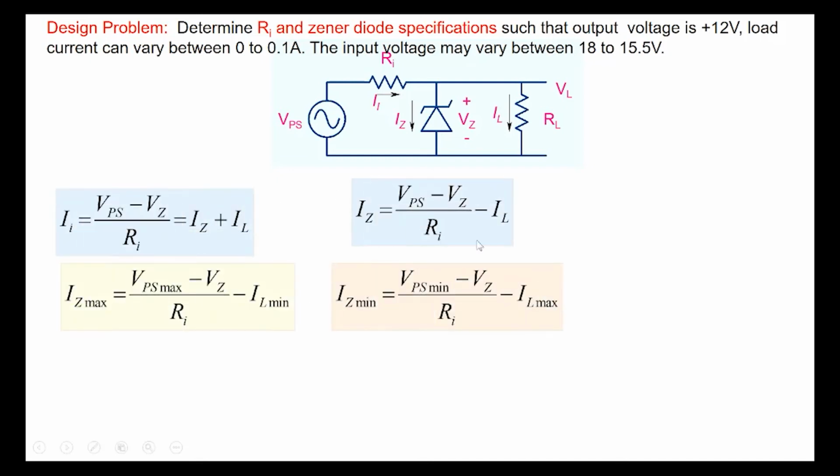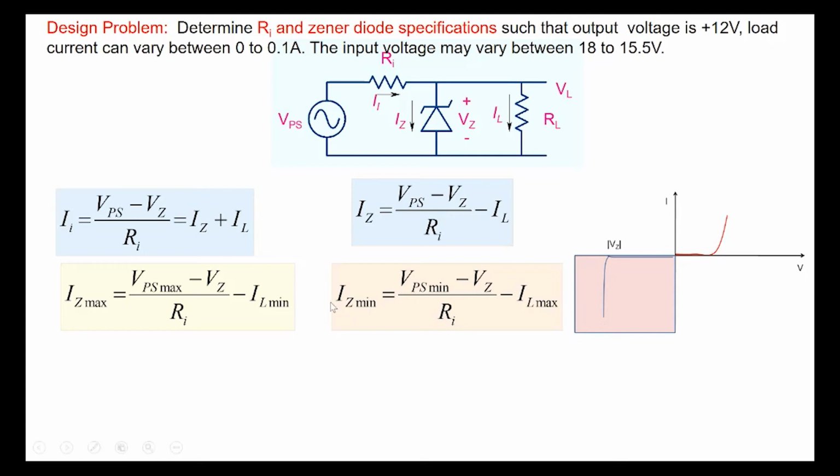So these are the equations that are there here. Basically these equations, Iz max and Iz min. And our problem is, as I said, that we want to remain in this vertical region here. We want to remain in this particular region and away from the knee. And we don't want to go to excessive Zener current also, to avoid damaging the Zener diode.